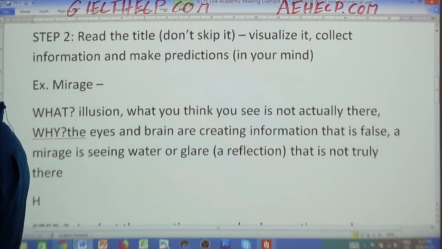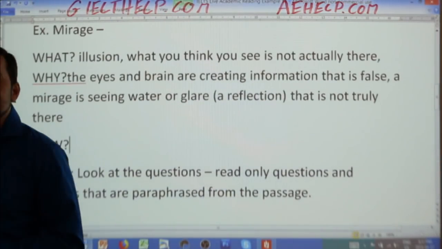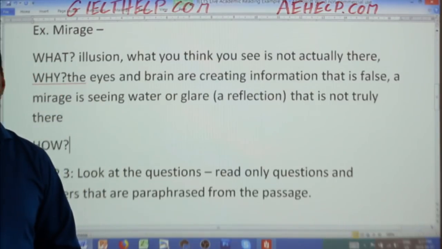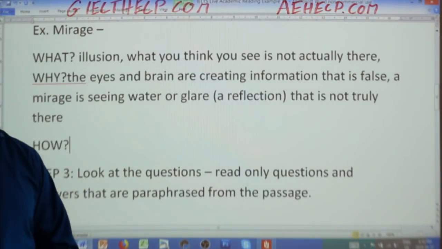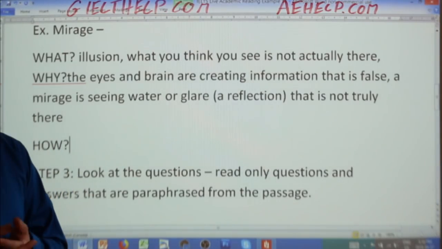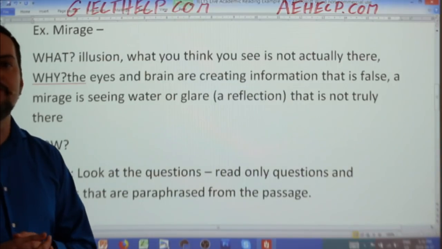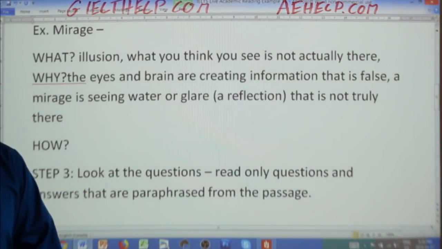Okay. So how does that work? How does a mirage work? Anybody know? So how does that happen? So we know what it is. It's an illusion. We're seeing something that's not actually there. Why? Because the eyes and the brains are creating information that's false. We're seeing water or glare that is not truly there. And how does that happen?